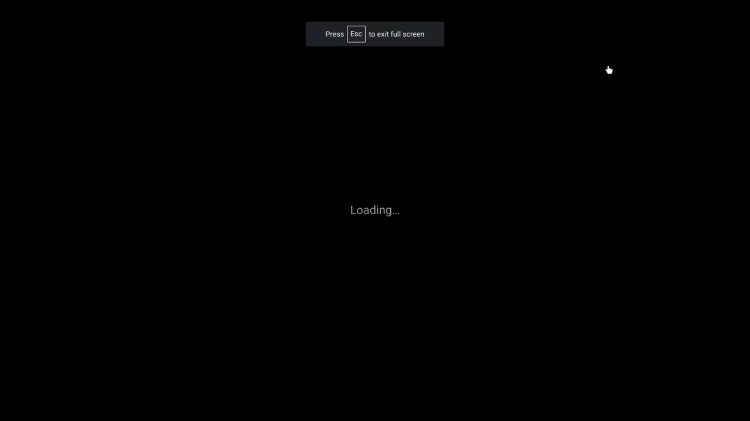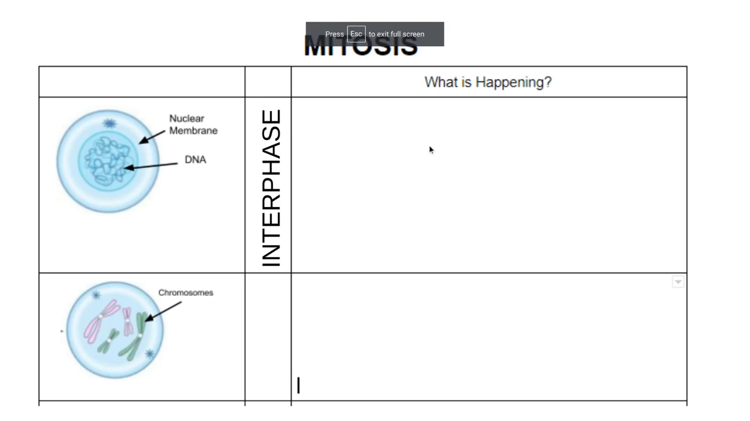All right, so we have mitosis notes today. You'll need this chart. If you don't have this chart, you can either write it down and get the chart from me the next day, or you could just write it in your notebook without this chart.